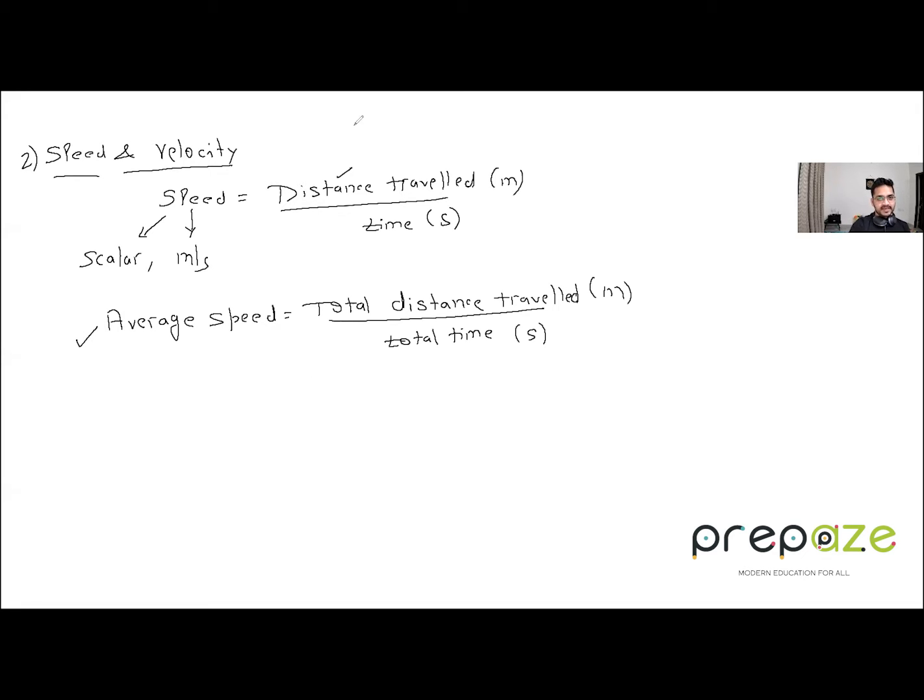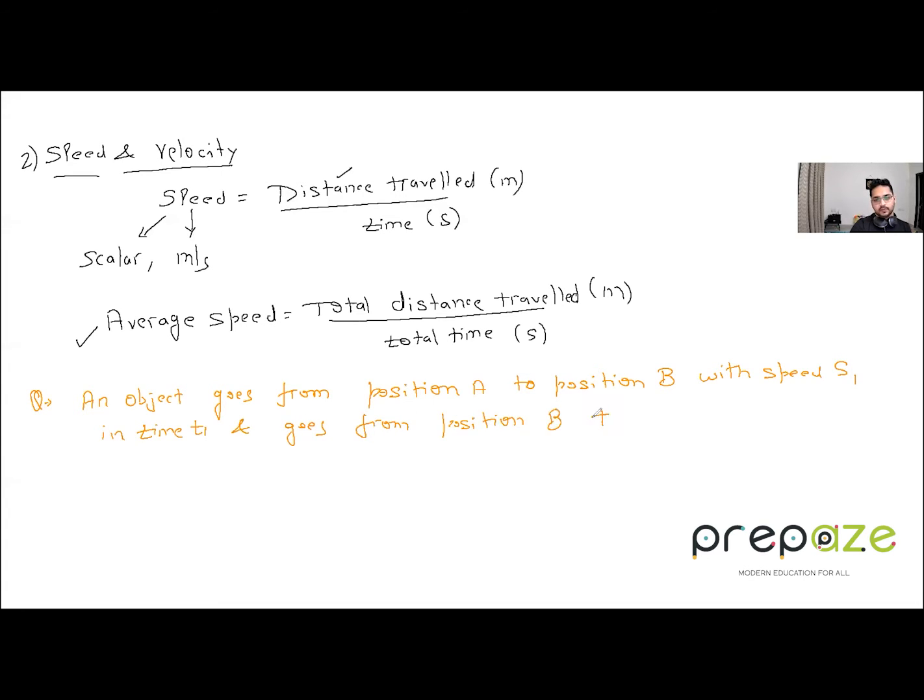Let me give you one example and this will help you understand. Suppose I give you a question: a particle or object goes from position A to B with speed s1 in time t1, and goes from position B to position C with speed s2 in time t2. The question is, what is its average speed? If you are watching this lecture, I suggest you please pause this video and do it by yourself and then come back to check your answer. Okay, I will tell you the answer.